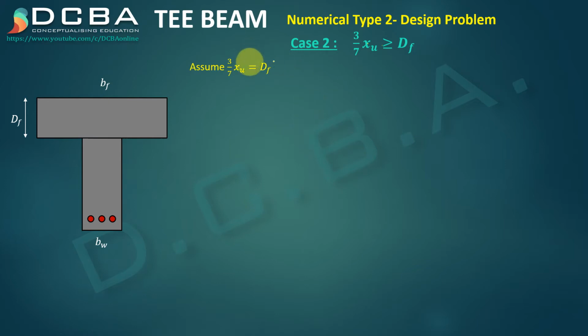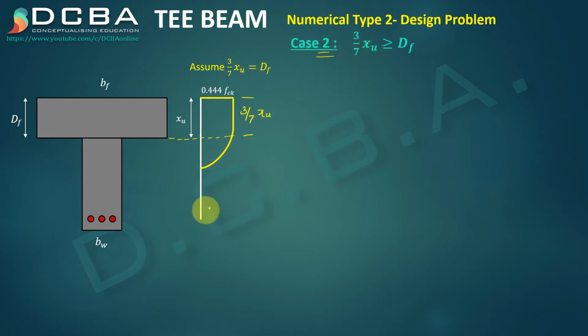Now we will check one of the limiting conditions of this, that is 3/7 XU equal to DF. We will assume such a case that 3/7 XU, that is the depth till the stress is constant, is equal to DF. It is one of the limiting conditions of this case 2, right?